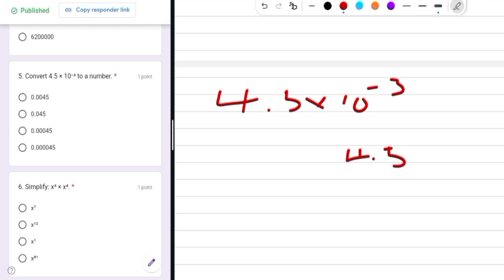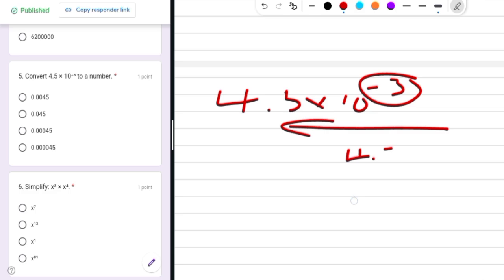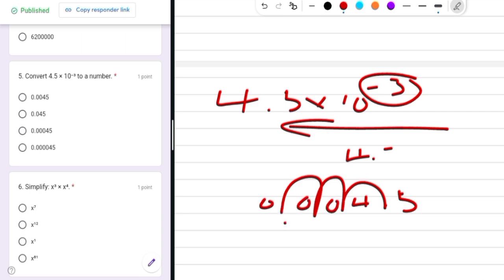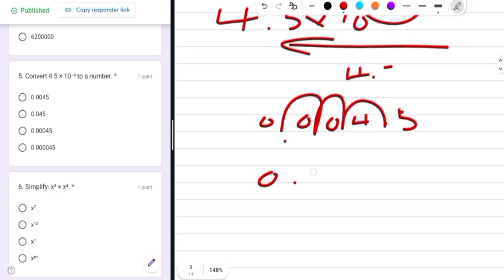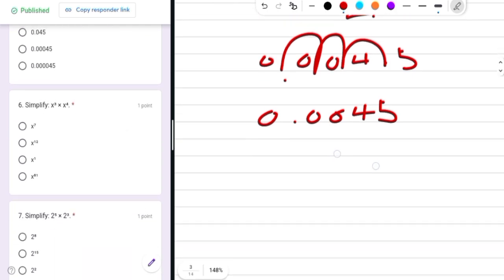For question 4, we have 4.5 times 10 raised to the power minus 3. You will notice that this index of 10 is negative. We have minus 3. That means our decimal point will move to the left. So with this, we will write our 4.5. Then after that, we will move 1, 2, 3. The decimal point stops there. Fill the empty spaces with 0, then put a 0 before. So our final answer becomes 0.0045.